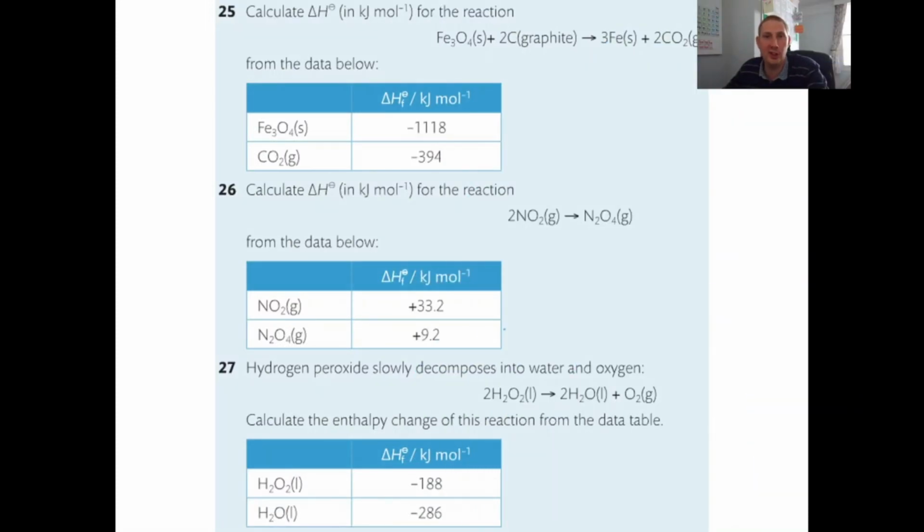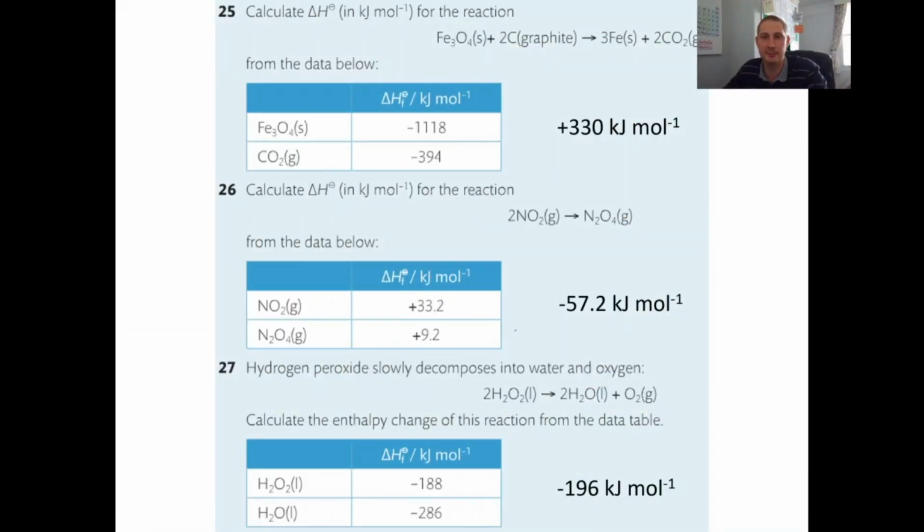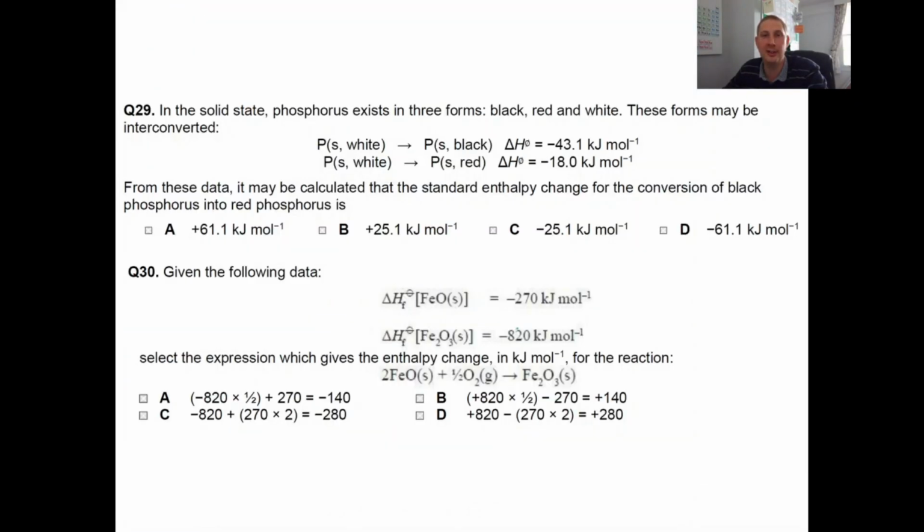If you want to, here's 3 examples for you to try, and I'm going to flash up the answers, so if you don't want to know, pause now. That's the answers. And here's just an example of some of the 1-mark questions that you might be given. So let's have a look at 30. Given the following data, select the expression which identifies the enthalpy change for this reaction.